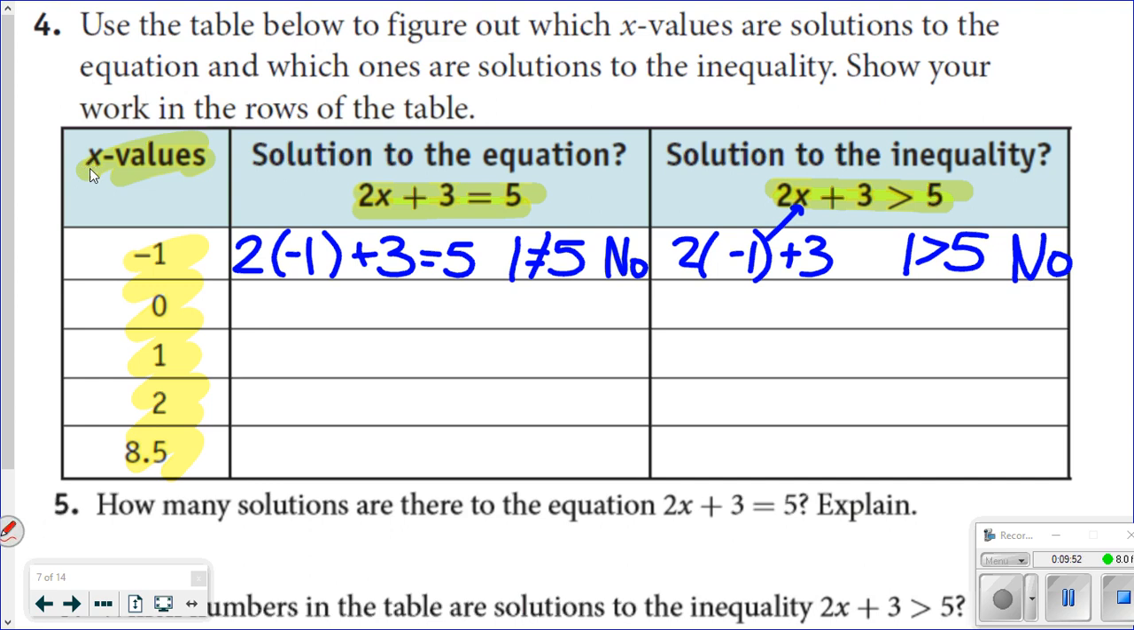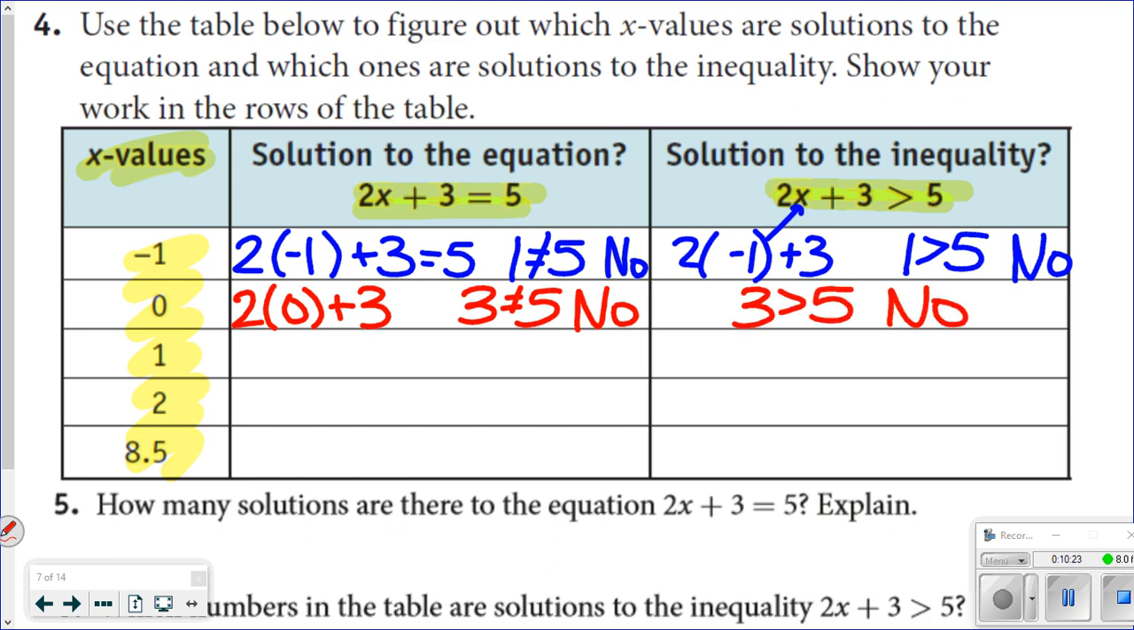So now you're going to plug in 0, yes or no, for the equation and the inequality, and then you're going to do the same thing for 1, 2, and 8.5. So go ahead and pause and do that. So here we get 3 equals 5. That's a no. Is 3 greater than 5? No.